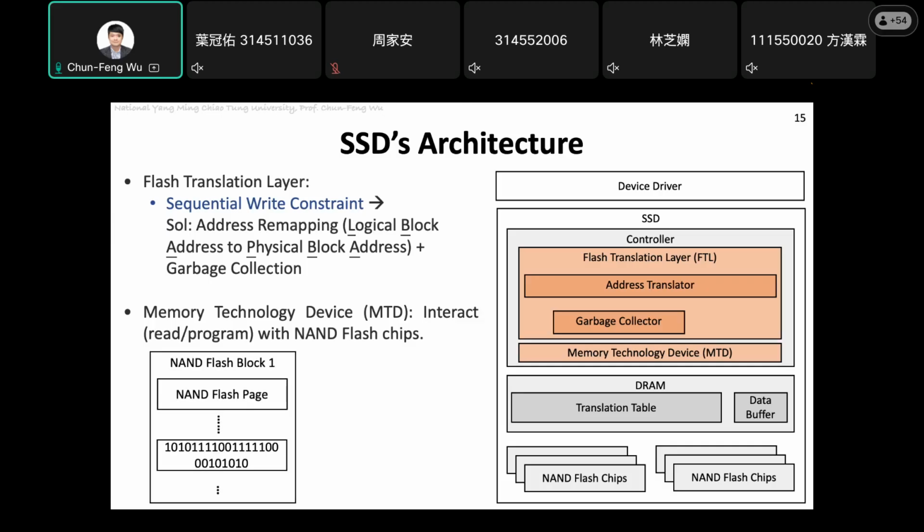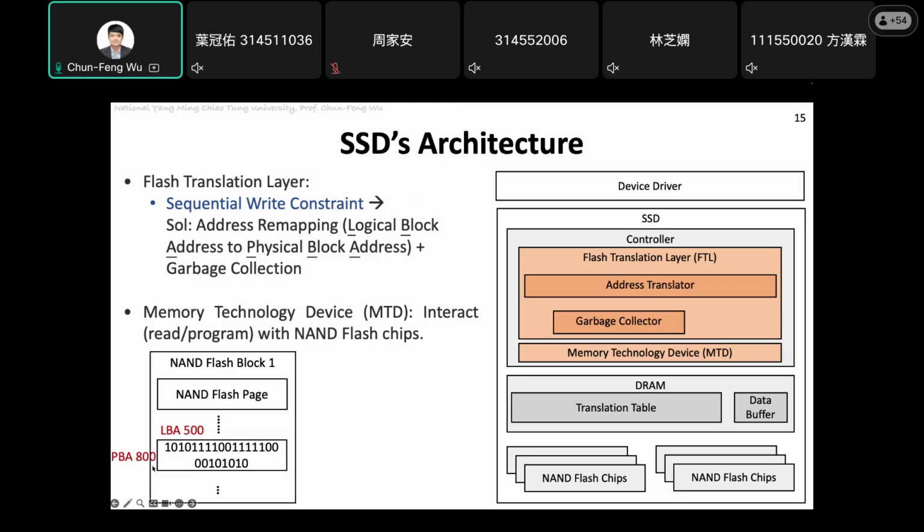Here is the flash block, and I have a number of patches inside. For example, if this is a patch and the data content is this bit string, we actually get two different kinds of address. One is called LBA 500, the other is called PBA 800. LBA is a logical block address. PBA is a physical block address.